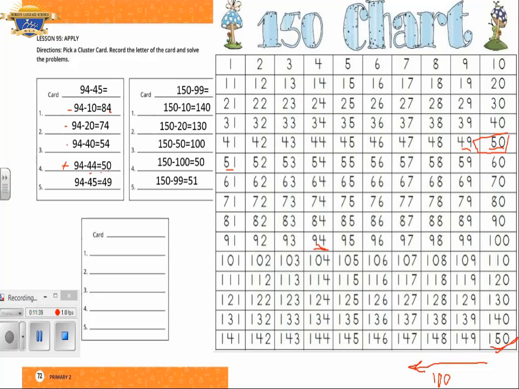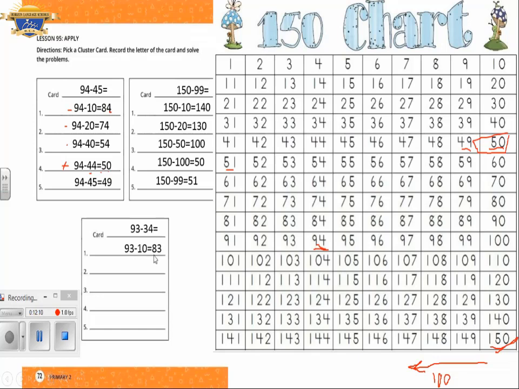The last card we have here is 93 minus 34. We will make cluster problems. The first one, I will take away 10 from 93. So 93 minus 10 equals, the ones remain the same and the tens will decrease by 1. So 9 minus 1 equals 8.